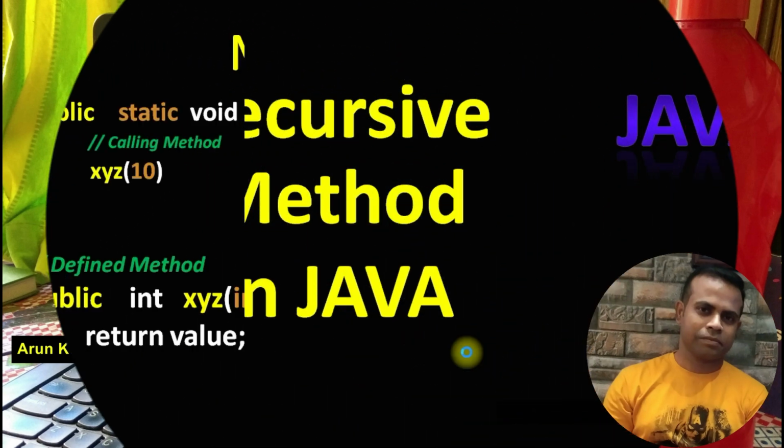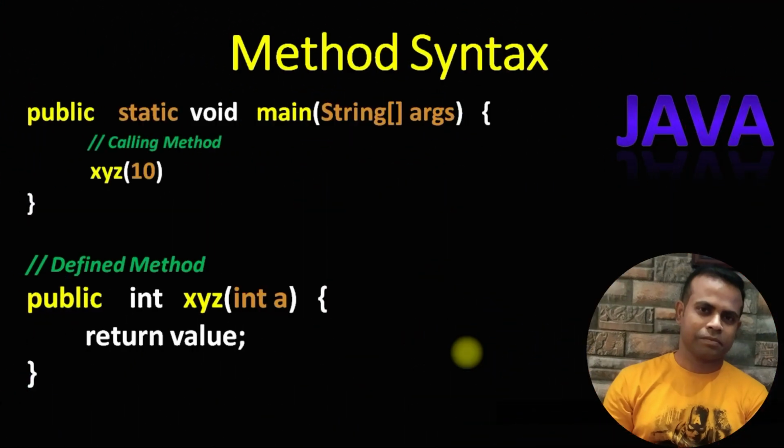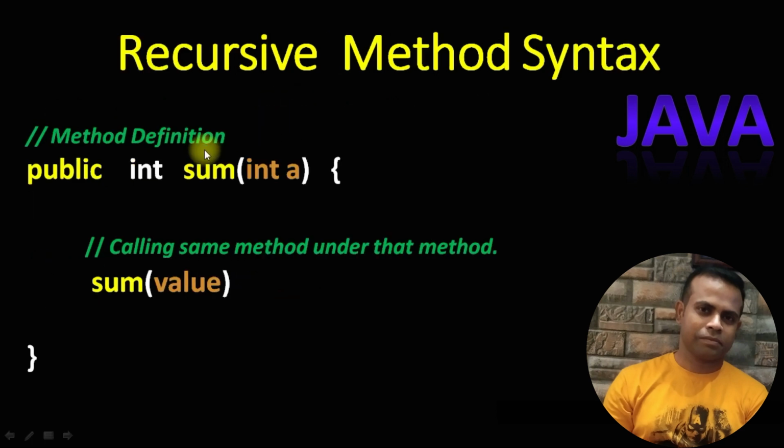In our previous few classes we have already learned how to write a Java method and how to call that. So if you check here, this is our method definition where I have written my logic, and our method name is xyz. This defined method is called from here, that is nothing but our main method, and from here I am trying to call this xyz method. So actually we are trying to call a method from another method, in our case the main method. Now let's check this syntax.